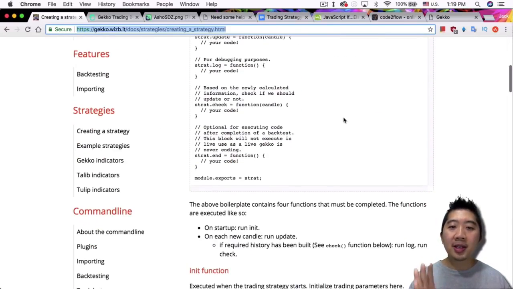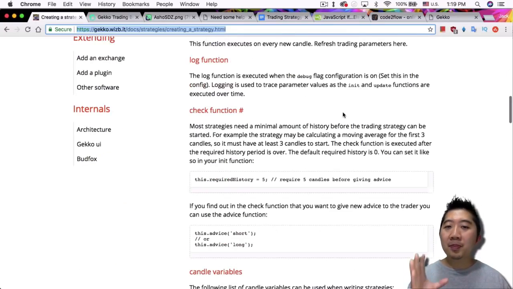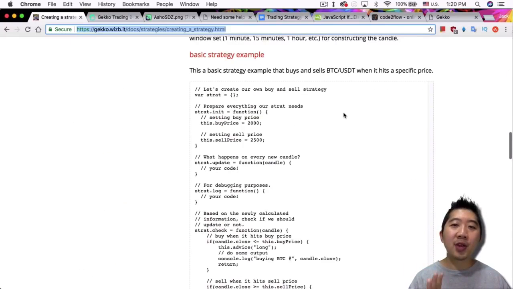They show you that there are different functions in here. And if you go below that, they have a basic strategy example, which shows you when it buys and sells. Don't use this one. Obviously, this one only works one time. If you need Gecko to trade for you one time, this is a strategy to use.